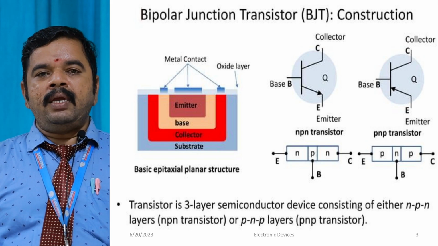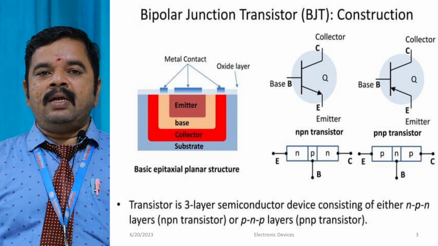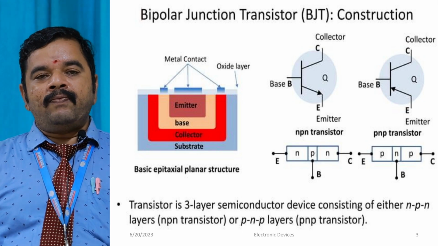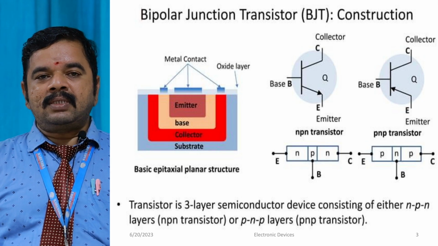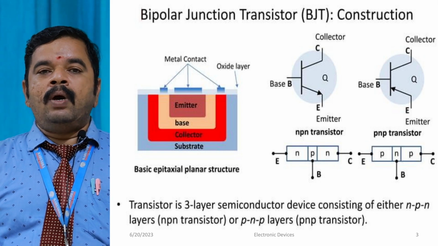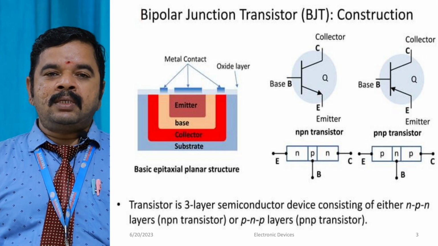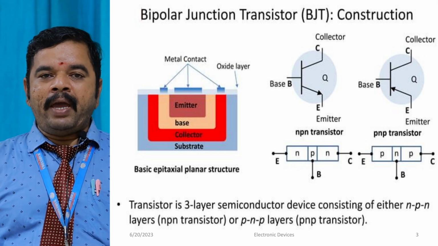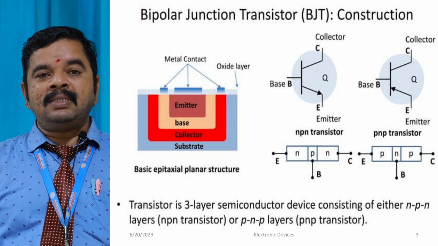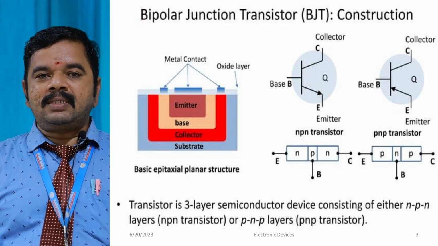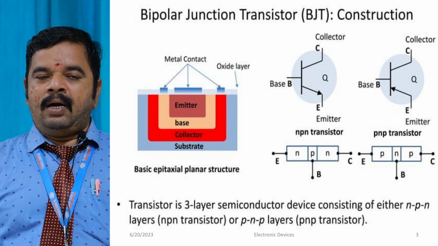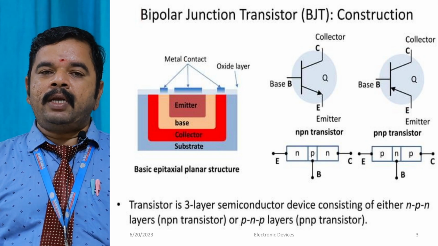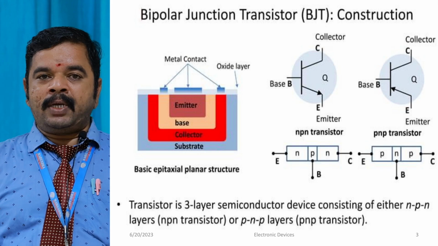We have many grades of transistors as per the integration of the number of devices. Out of these, today we are going to discuss BJT. What does BJT mean? Bipolar junction transistor. What does bipolar actually mean? We already discussed that there are two types of semiconductor: the p-type semiconductor and the n-type semiconductor.